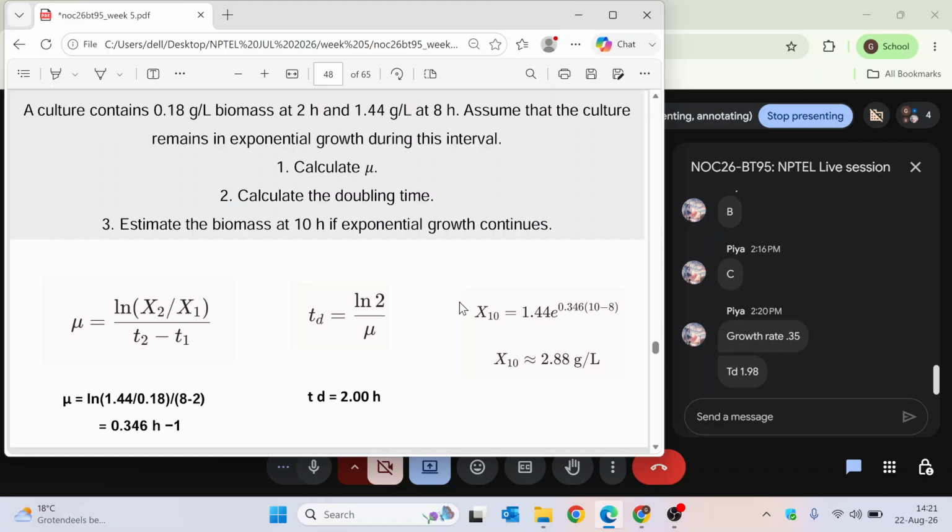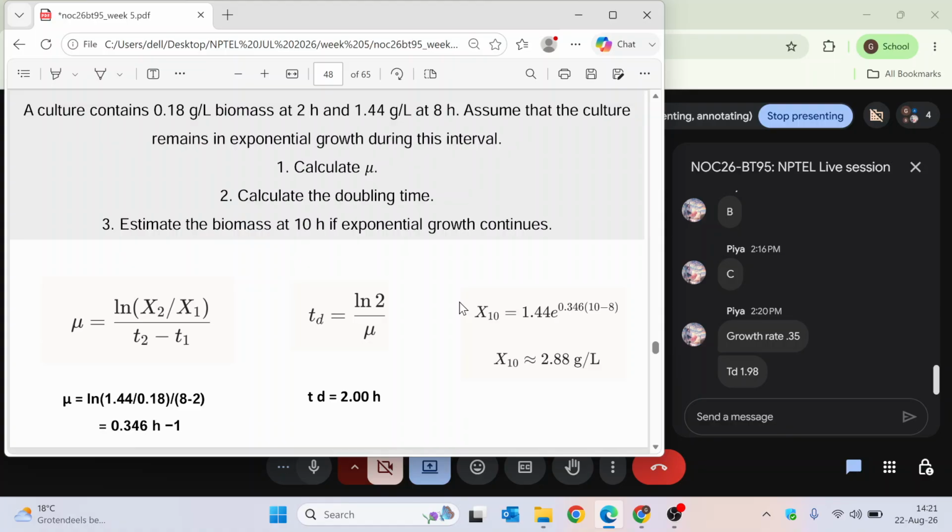And when you talk about the doubling time, we have seen in a lot of previous questions that doubling time is ln 2 by mu. Now you have your mu as 0.35. Ln 2 by 0.35 is going to be 1.98, approximated to 2 hours. Okay.